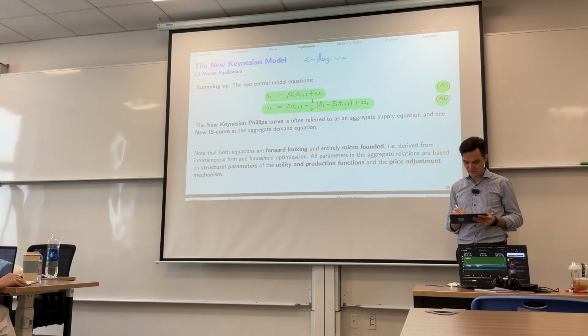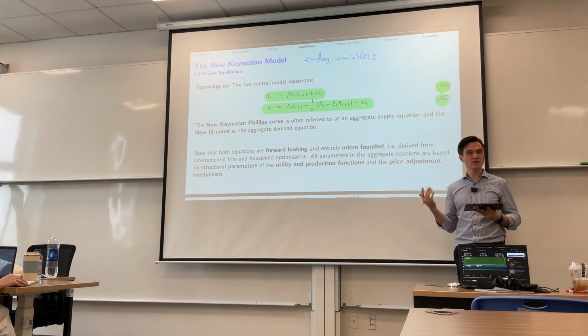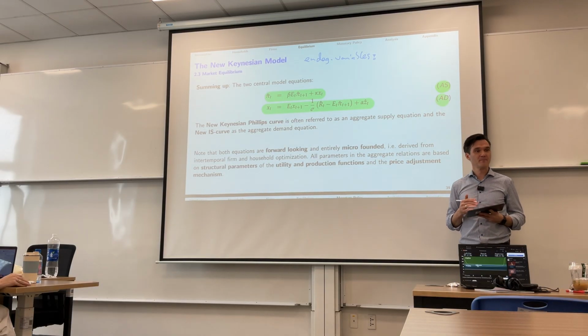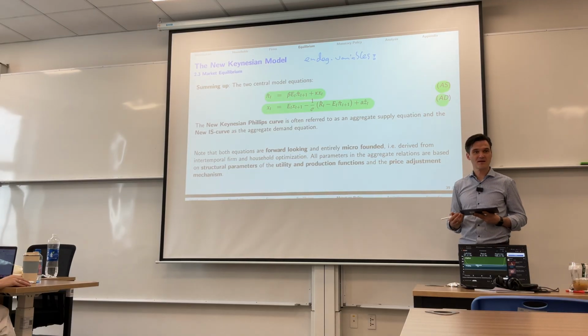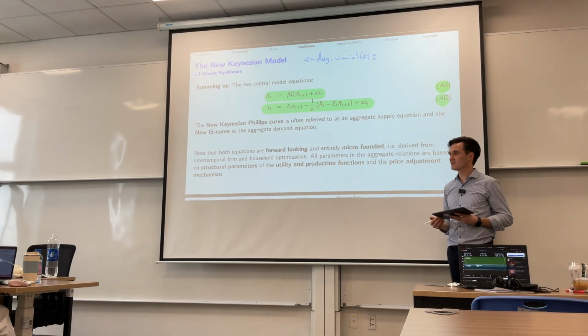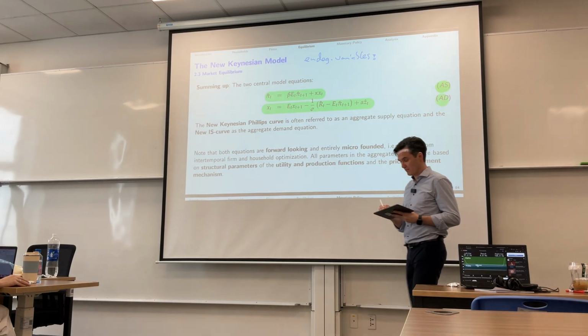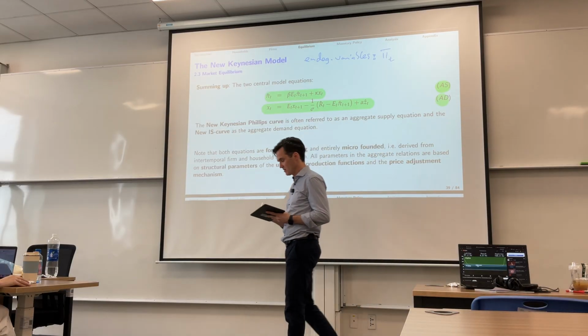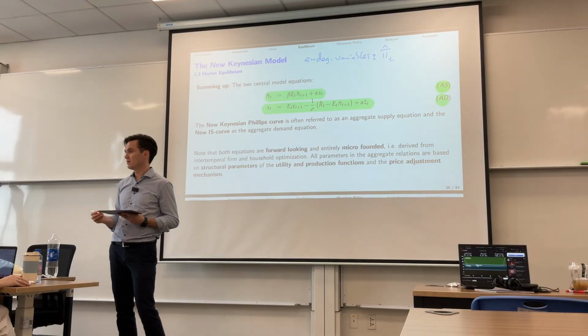Endogenous variables. What are the variables that move endogenously in response to shocks? Can somebody help me? What is an endogenous variable in this model? What letter do we have here? Anybody want to give it a try? Inflation, for instance. So pi_t hat is one endogenous variable. When there's a shock, pi_t moves endogenously in this model.